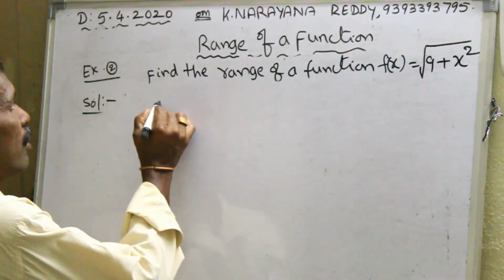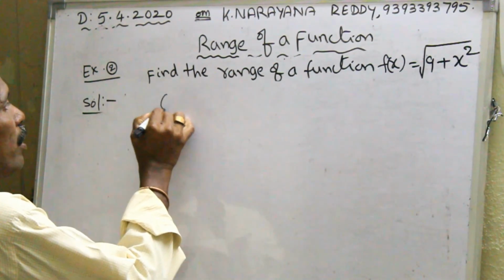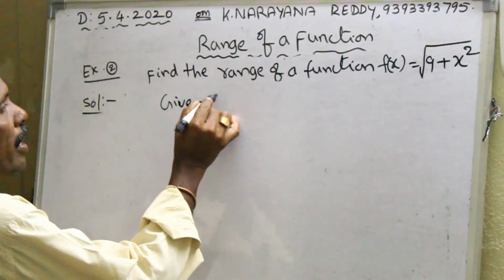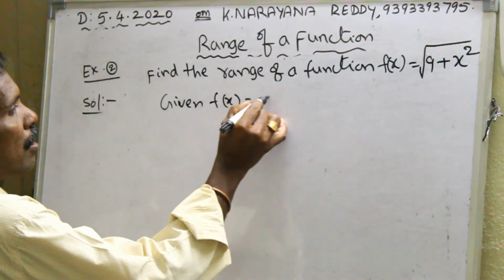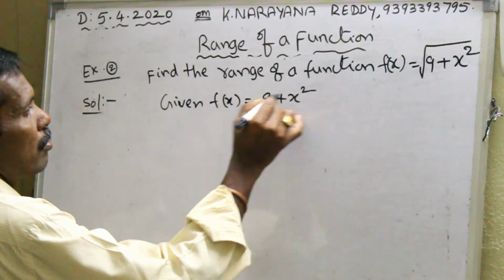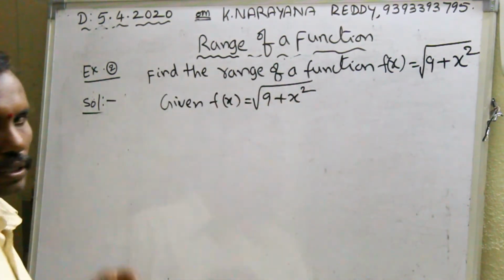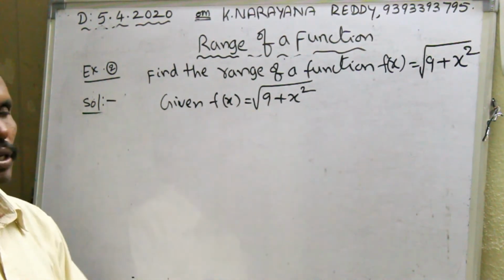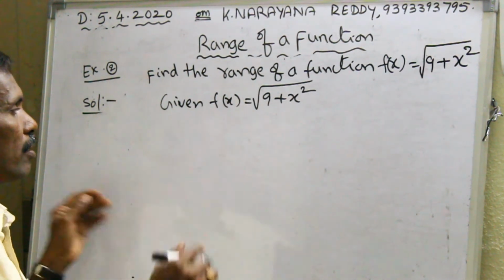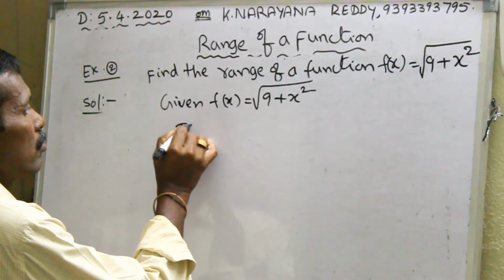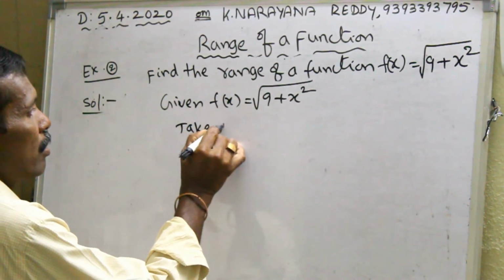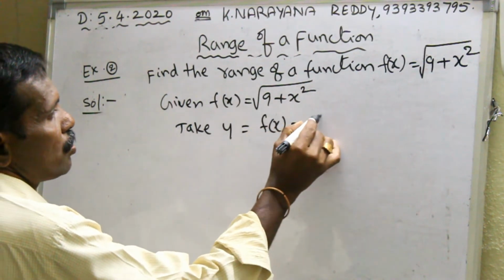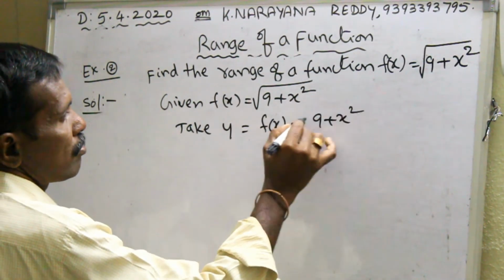First we take the given f of x equals root of 9 plus x square. This is a function. Take y equals f of x, that is equals root of 9 plus x square.